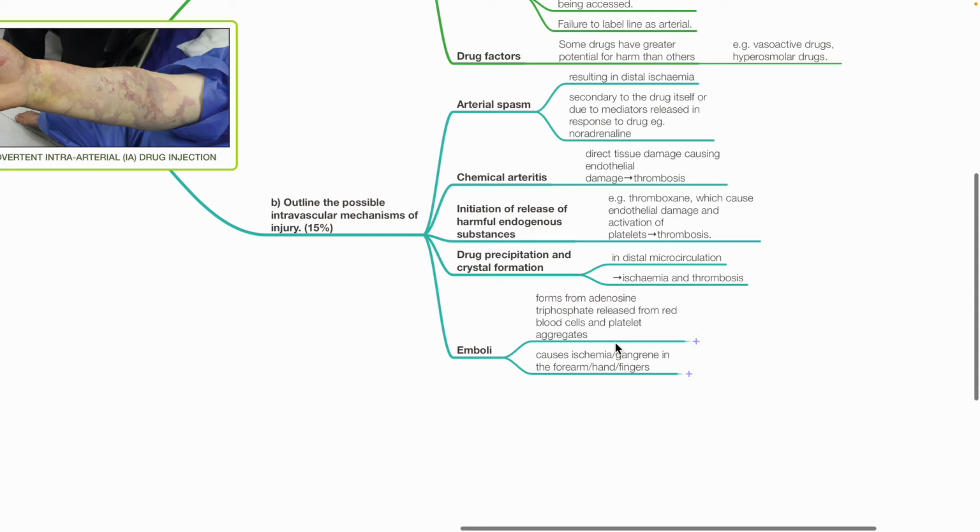This causes ischemia, gangrene of distal tissues. Arterial spasm may be due to the drug itself or release of vasoconstrictors such as noradrenaline. Chemical arteritis is due to direct tissue damage from the drug, causing endothelial damage and thrombosis.